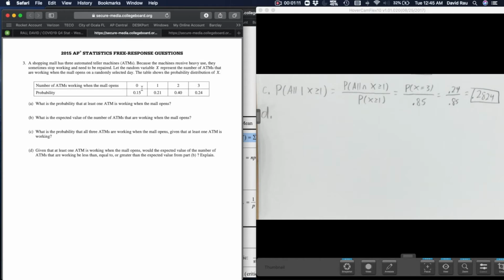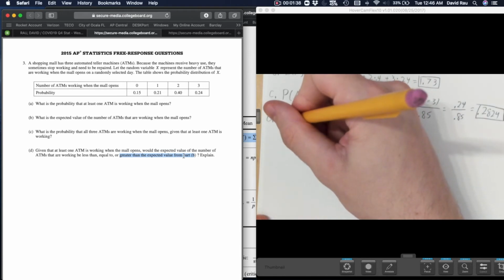So in other words, imagine this is blacked out. Imagine you only have these three options. Well, these don't add up to 100%, and in probability, everything has to add up to 100%. So somehow this 15% is getting distributed to the parts that are left over. And so that means it's going to increase, or it's going to be greater than the expected value from part B.